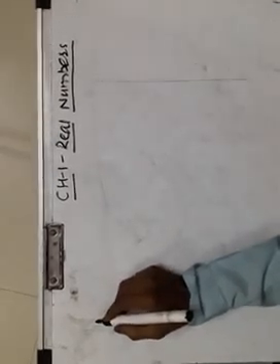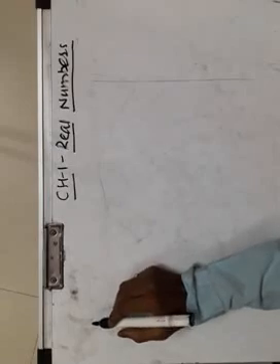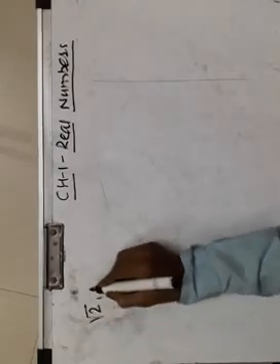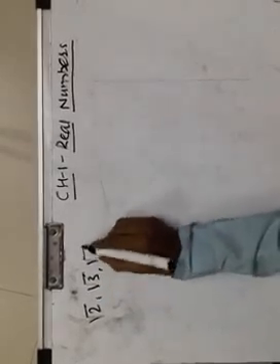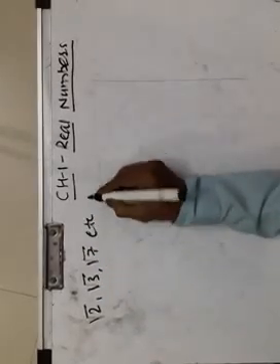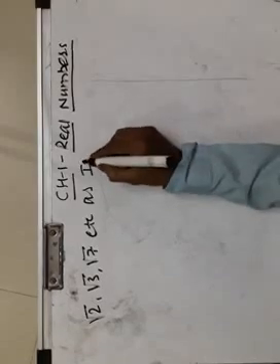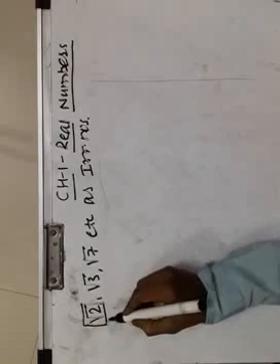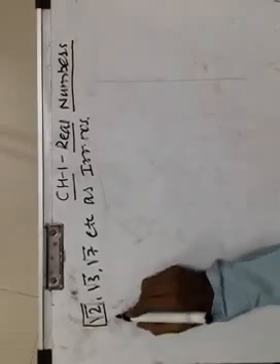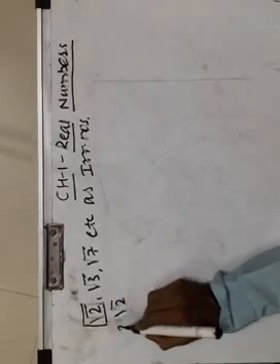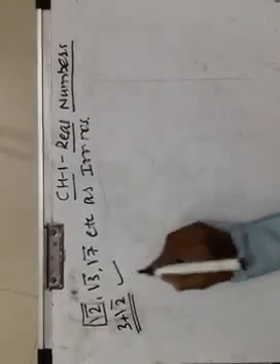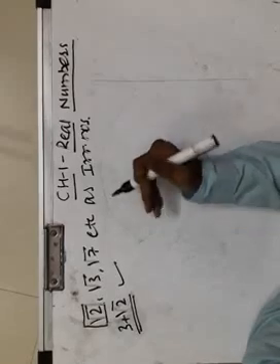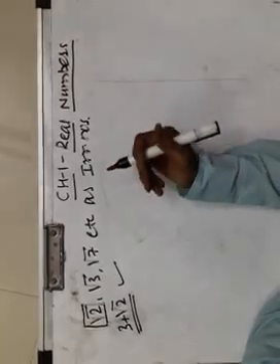Hello students. In the previous period we discussed how to show root 2, root 3, root 7 etc. as irrational numbers. But if instead of a single term there are two terms, like root 2 plus 3 or 3 plus root 2, and we want to show such numbers as irrational, what is the actual method? We are going to discuss that now.